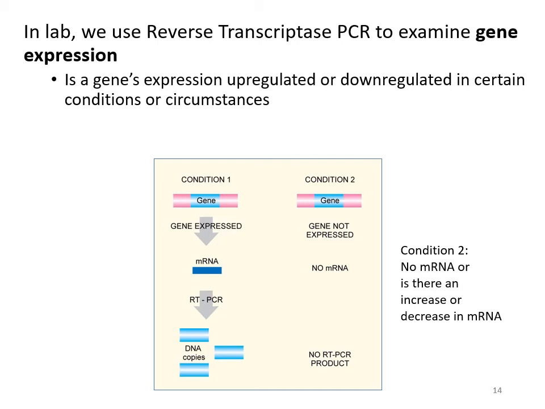Whereas if you do not see much fluorescence or amplification at the end of the reverse transcriptase PCR, well, that tells you there wasn't DNA to copy or amplify because there wasn't mRNA to copy, which means the gene was not being expressed. Okay, so reverse transcriptase PCR lets us look at how much gene expression there is in different conditions. Okay, so it's a very powerful technique.